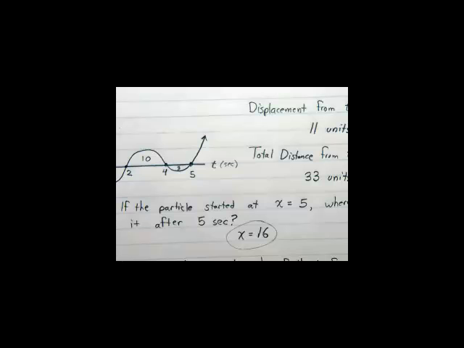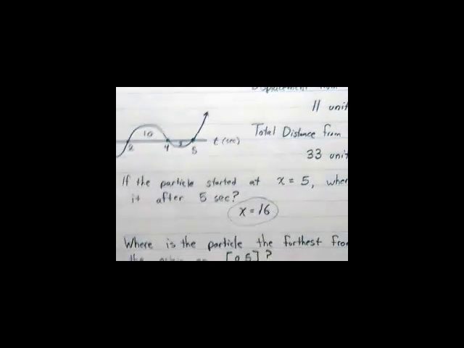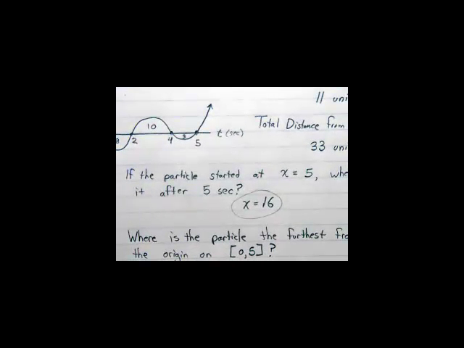So let's try this then. Again, using the graph to help us answer this question. Where is the particle the furthest from the origin on that interval 0 to 5 then? Okay, and remember, we're thinking about this particle just moving back and forth on a number line. So when I say origin, I mean just 0 on that number line. So where in that interval is it going to be furthest away? How would I figure that out?